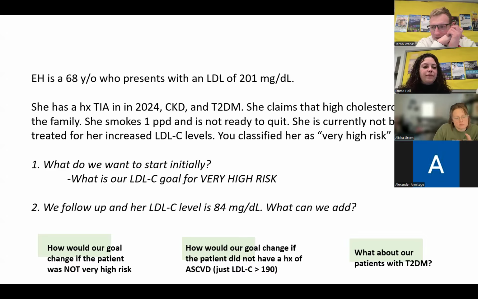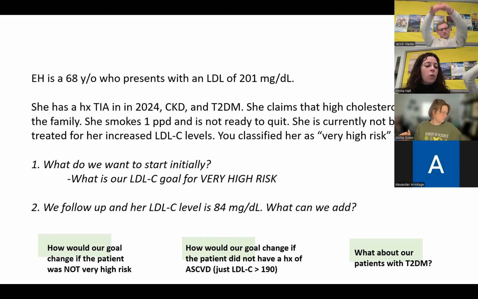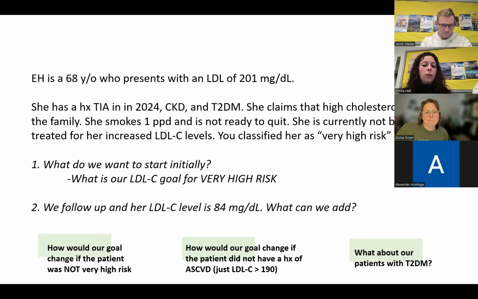Yeah, very good. So how would our goal change if the patient was not very high risk? Like if they had the history of TIA, for example, but we don't have some of these other things. They don't have the family history. They're not a smoker. So maybe just one major thing, and we're not classifying them as very high risk, but they still have ASCVD, right? So how would that change your goal? It wouldn't be less than 55 anymore. Does anyone have a number? Less than 70. Yep. Very good.